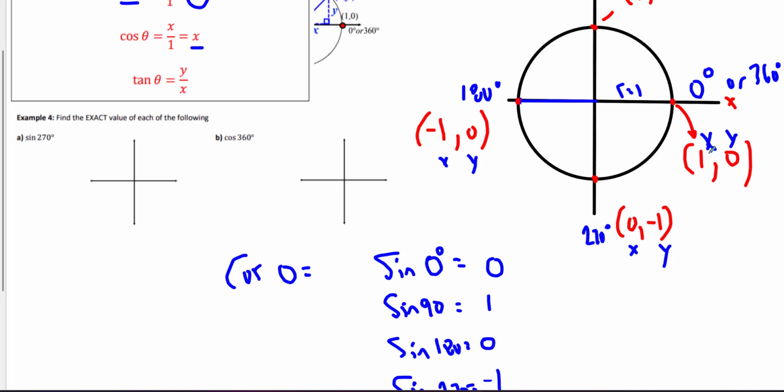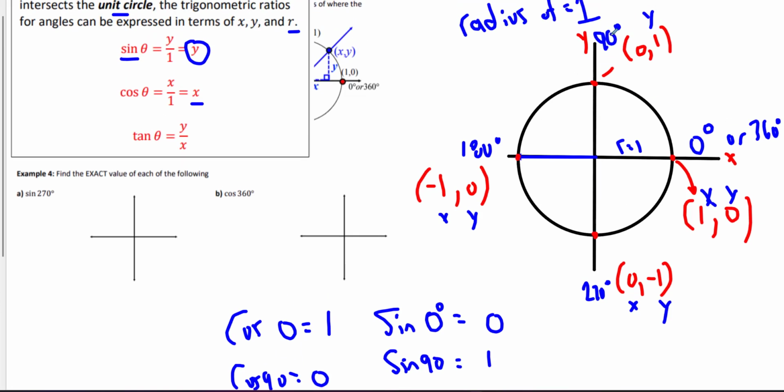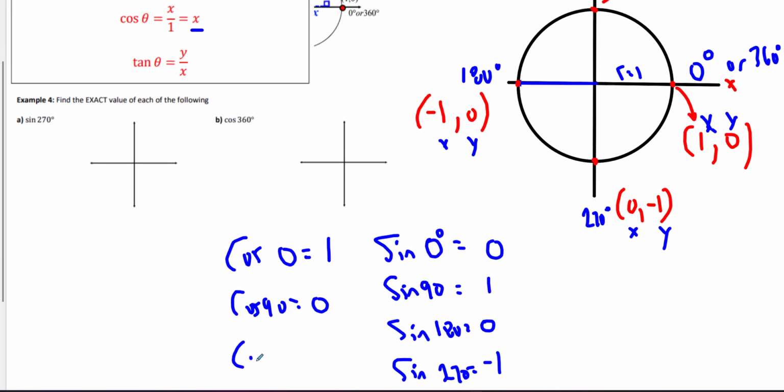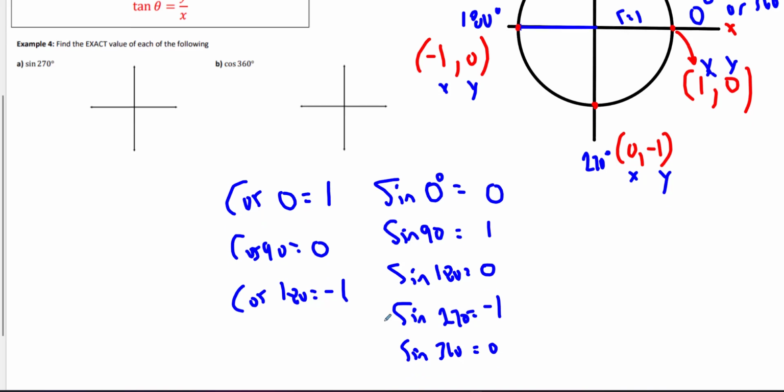Value, so cos of 0 should equal 1. And if you plug that into your calculator, you will get 1. Cos of 90 is going to be 0 because the x value at 90 degrees is 0. Cos of 180, remember the x value is negative 1. So cos of 180 is negative 1.